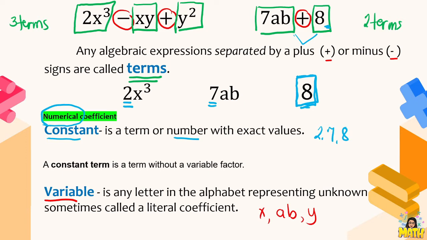So why do we use letter? Because this letter can have different values. Pwede yang mag-contain ng iba't ibang value. Pwedeng 1, 2, 3, pwedeng negative 1, 2, 3. Kaya siya din tinawag na variable because it is able to vary or change its value. Again, a variable is also called the literal coefficient.